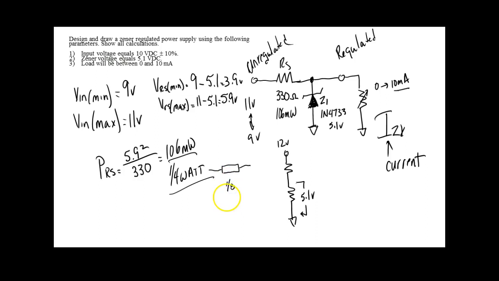What's the next one? Yeah, quarter watt. What's the next one? Half watt. What's the next one? 1 watt, and then it goes 2 watts. And I think then it jumps up to 5 watts. And then after that, it's different.